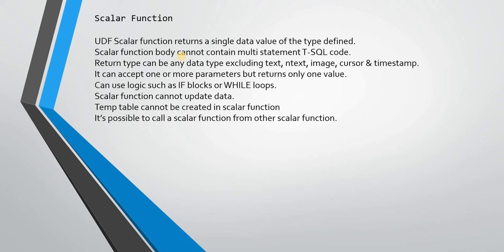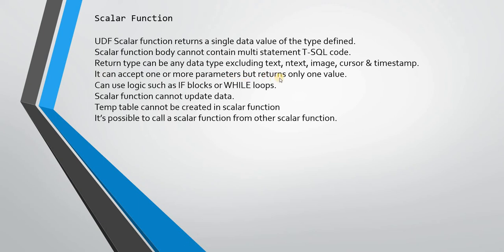storing the values into a table variable. Of course, a temp table is not possible, but you can declare a table variable or another variable and then use those values further for the final result sets. Return type can be any data type excluding text, ntext, image, cursor, and timestamp. So you cannot specify these data types as return types. Otherwise, apart from this, you can return any type of data from the scalar function.